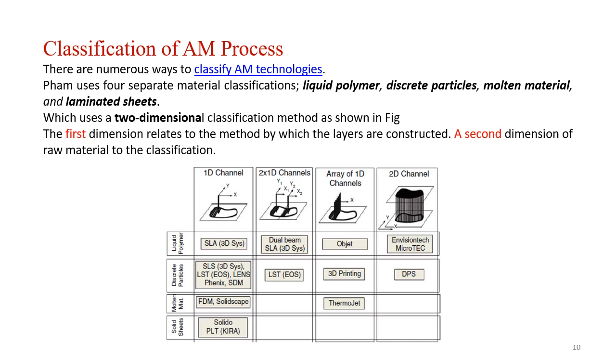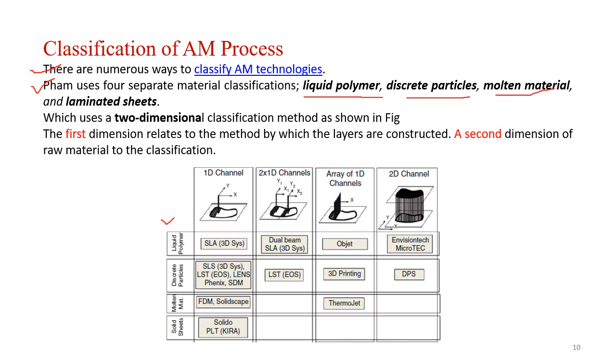Classification of AM processes. There are numerous ways in which additive manufacturing technologies have been classified. In the literature, we can see Pham used 4 separate material classifications, that is liquid polymer, discrete particles, molten material and laminated sheets. In this, he used a 2-dimensional classification method. The first dimension relates to methods by which the layers are constructed, and the second dimension relates raw materials to the classification. So here we can see the liquid polymer classification.